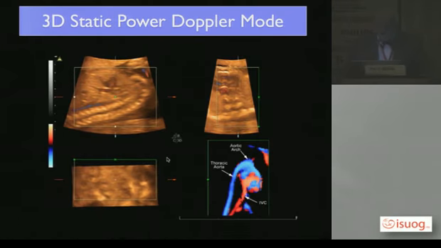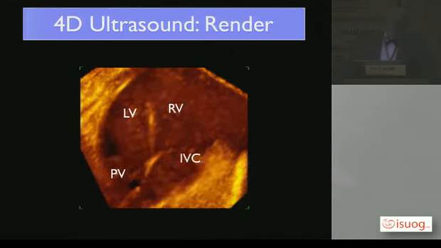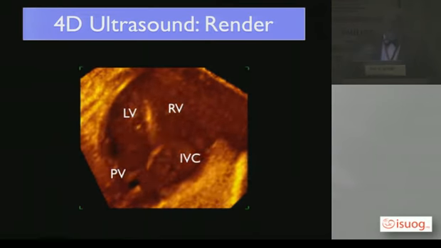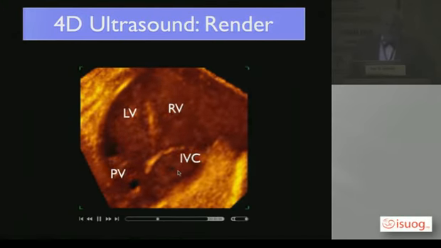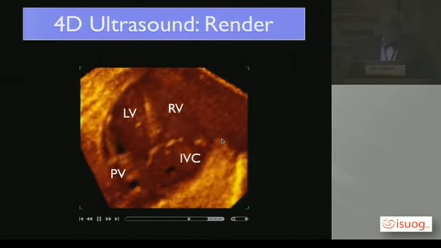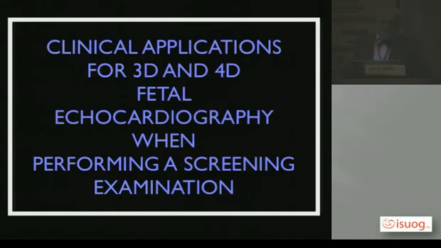We also can create a three-dimensional image using the power Doppler or the color Doppler. Here we see again a rendered image from our STIC and our static acquisitions of the vascular tree involving the cardiac structures. We also can render the heart, and we're looking now, we see a depth in this image. Here we have the inferior vena cava coming into the right atrium, the pulmonary veins coming in, the left and right ventricles. Again, this is from a STIC acquisition. So there's a number of different ways we can look at the heart once we've acquired the STIC volume.